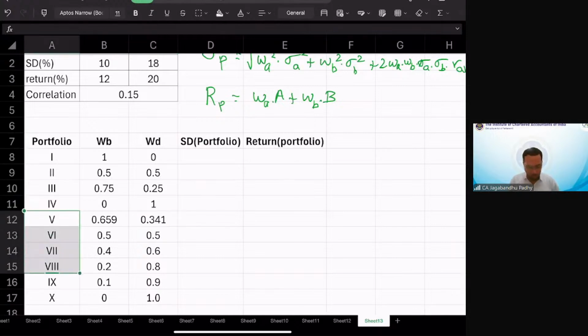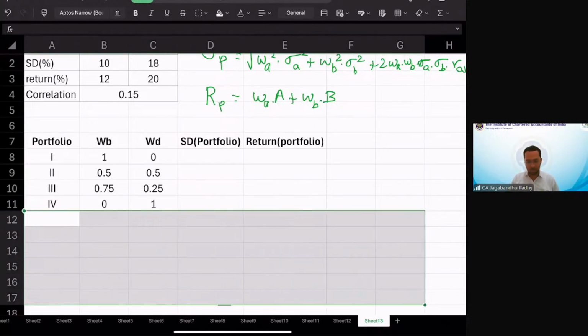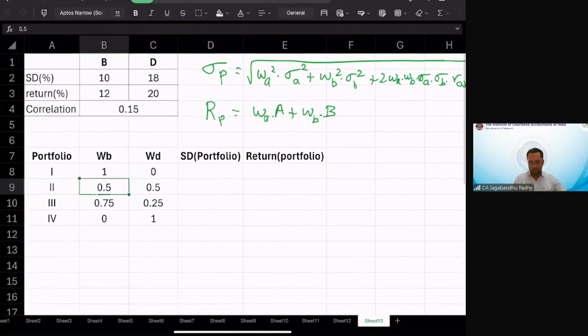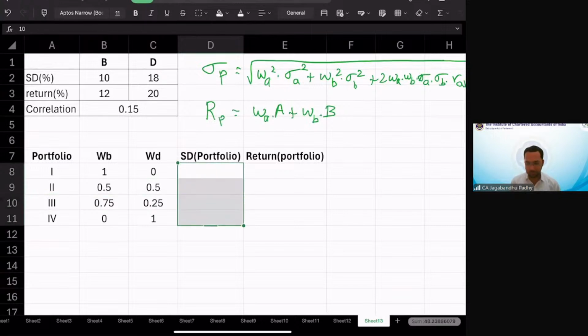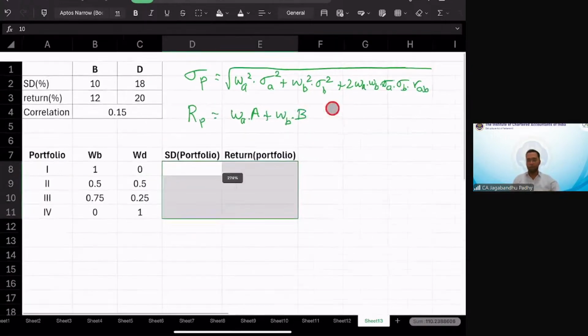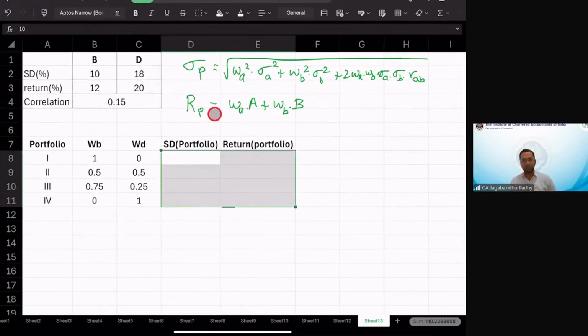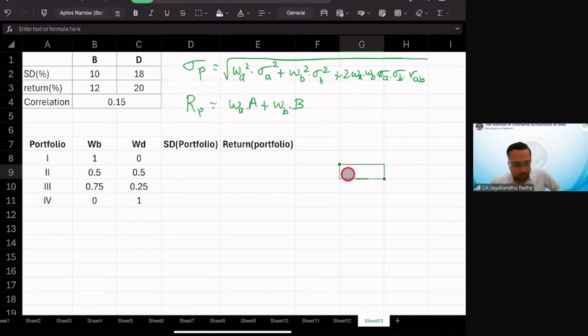So in total, we want the calculation for 4 portfolios. Can we calculate this, guys? Applying this formula of portfolio risk and return. Can we calculate the portfolio risk and return now? Yes. For the 4 portfolios, the risk and return. Please go ahead and calculate it, guys.